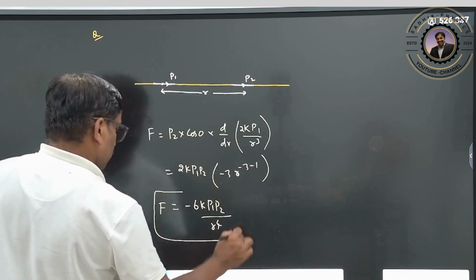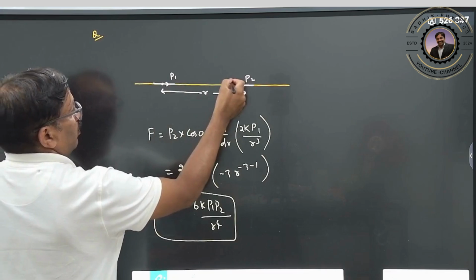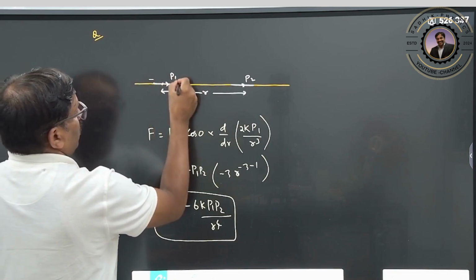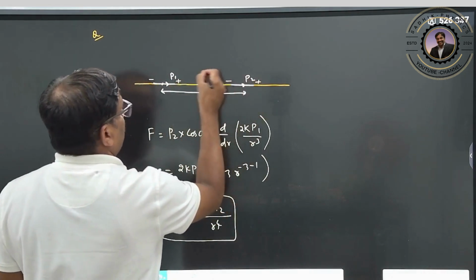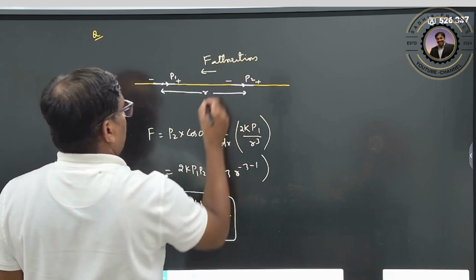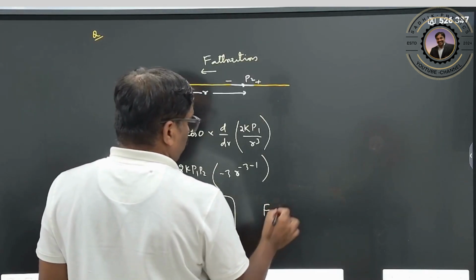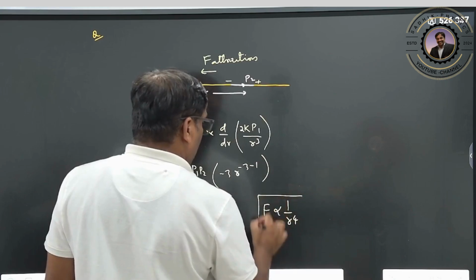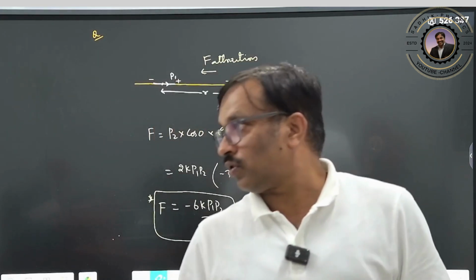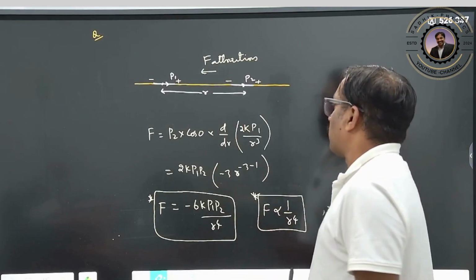This is your force, clear. So, this side is negative, positive, negative and positive. Therefore, attraction force will be there. Attraction, correct. That is why it is negative here. The force between the two dipoles is inversely proportional to r to the power of 4. Very, very important, right. The force due to these two dipoles is inversely proportional to r to the power of 4.